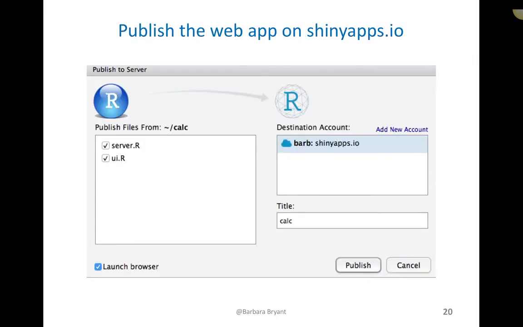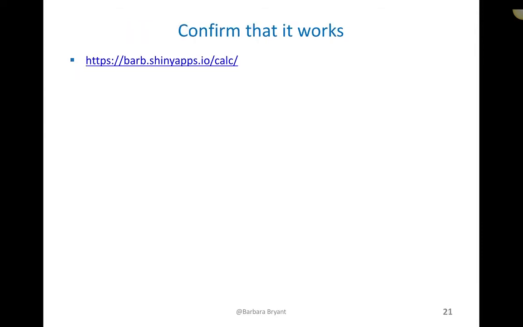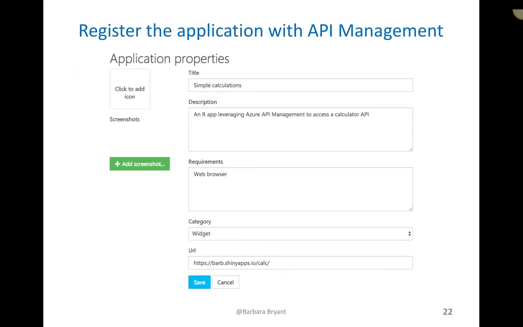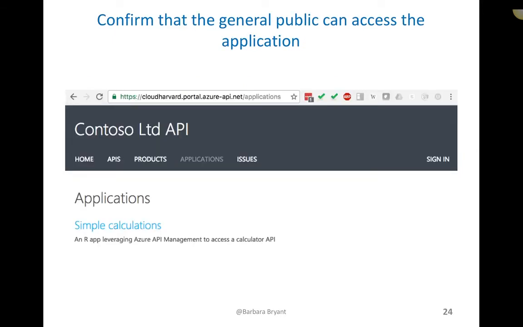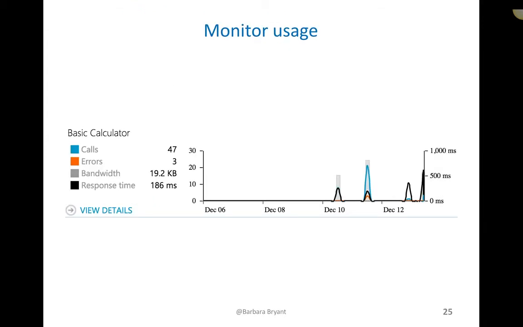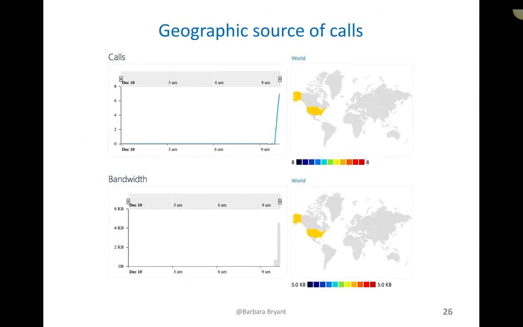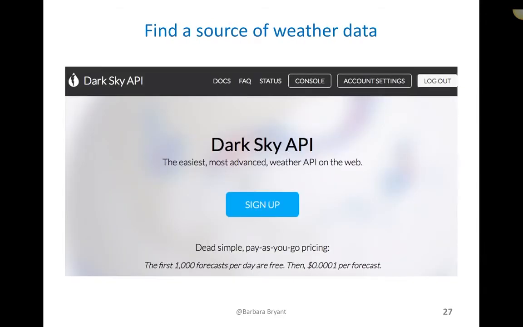I then went ahead and published the web app on a public place to publish a hosting website and confirmed that it worked there. Then I went back to API Management as the developer and registered this calculator application. And then as publisher, went ahead and approved publication of that application. And now the general public can go to the API Management website and find this application and run it. You can monitor usage, see the geographic source of calls, and all of that.